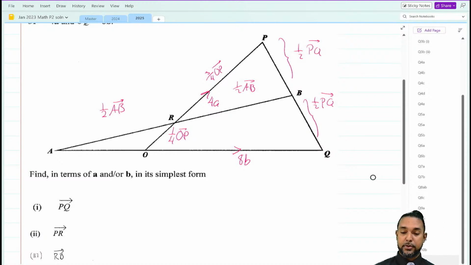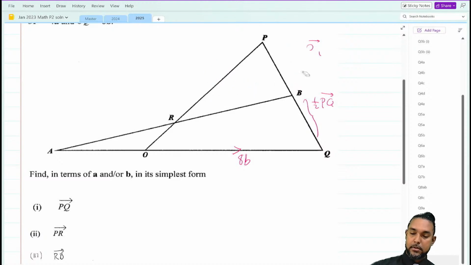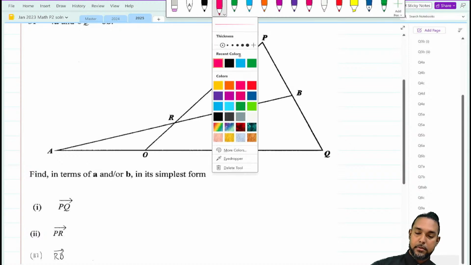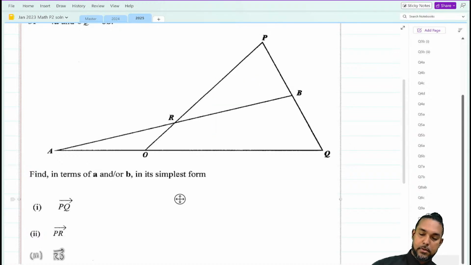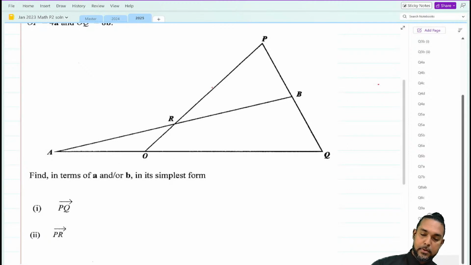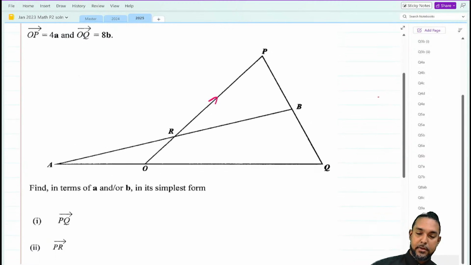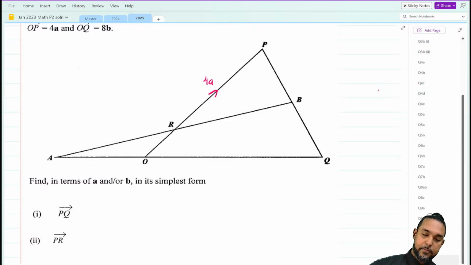So PQ. So we have plenty of things going on there, so let me actually take off some of them. Right. So OP is 4A. OQ is 8B. This and this are equal in length. This and this are equal in length.